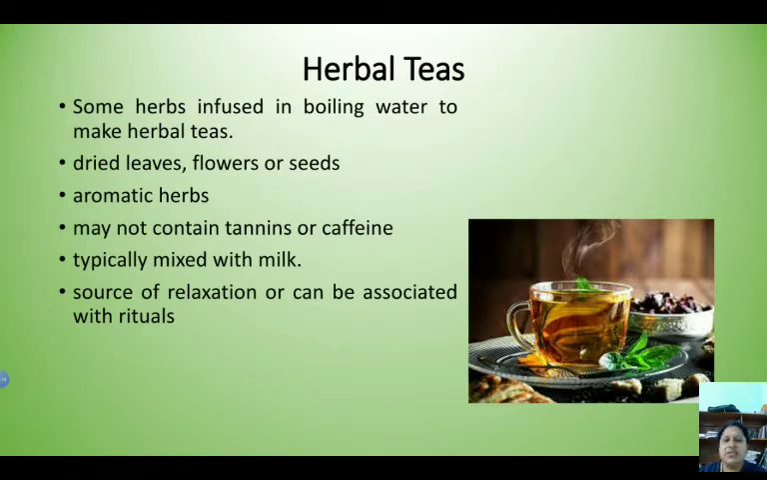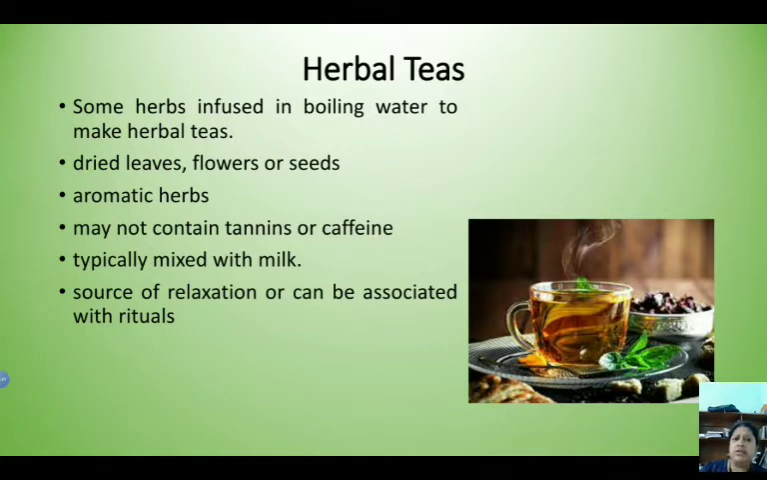So flowers and some types of seeds are also used to prepare herbal teas. Mostly we go for aromatic herbs so that it gives good fragrance, good smell. For that reason, we avoid tannins or caffeine. These two contents we avoid, because tannins and caffeine are present in tea and coffee. Because if they are present, then we have to add milk. Since they are absent, we need not add milk. Directly we can make hot water, add these herbs and just have it.